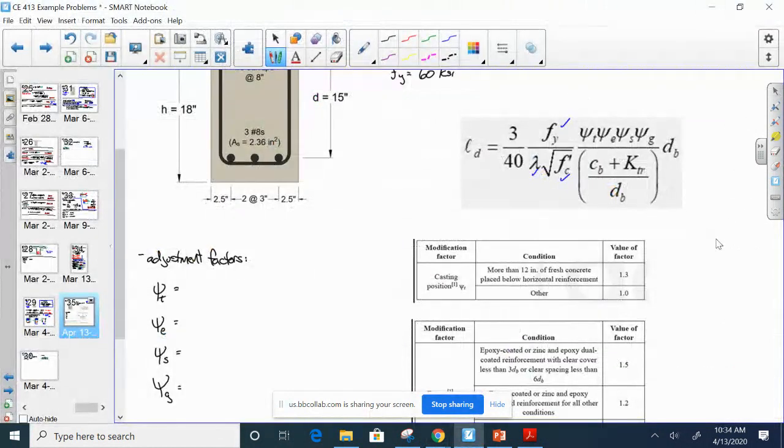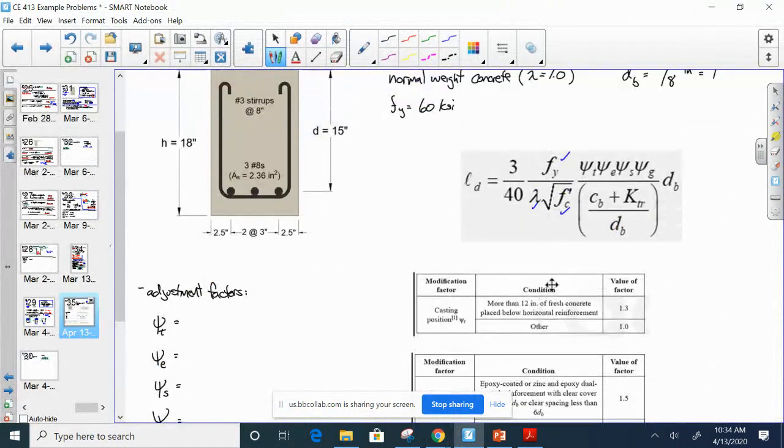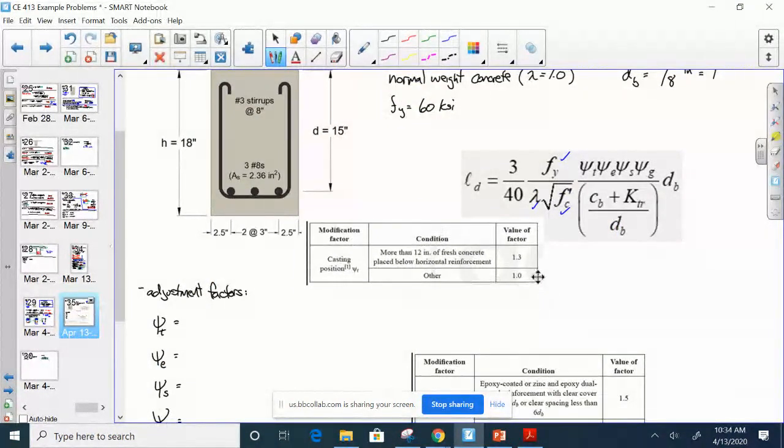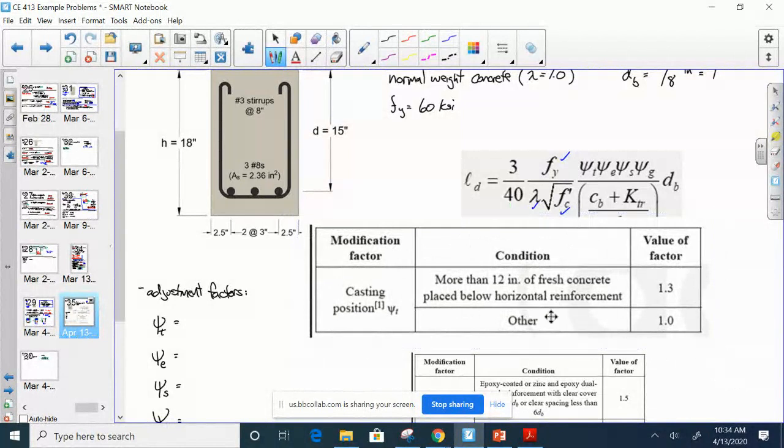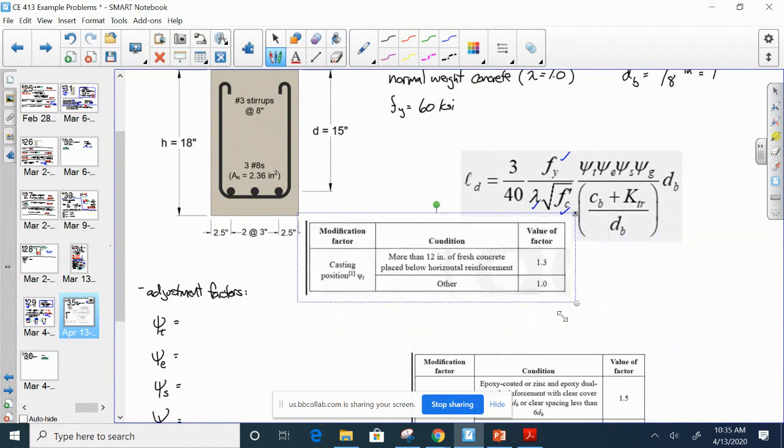No, it's not. It's not 1.3. It's the other one. Let me blow the table up a bit. So the table says if more than 12 inches of fresh concrete is placed below, then it's 1.3. This is not the case. This has less than 12 inches of fresh concrete placed, so it's 1. Okay. Does that make sense?